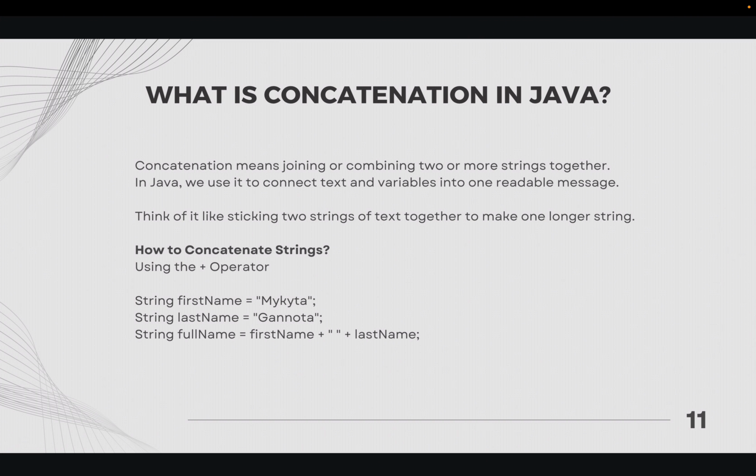Now let's talk about concatenation. What is concatenation in Java? Concatenation means joining or combining two or more strings together. In Java, we use it to connect text and variables into one readable message. Think of it like sticking two strings of text together to make one longer string. So how do we concatenate strings? As you can see, we need to use the plus operator. This is the most common and easiest way to combine strings. We will try this example in our IntelliJ in a minute, but just keep this in mind, right?